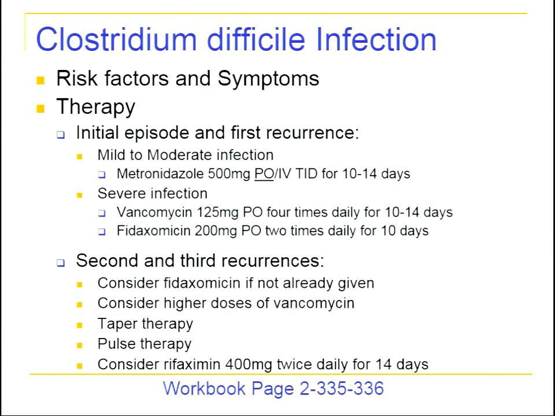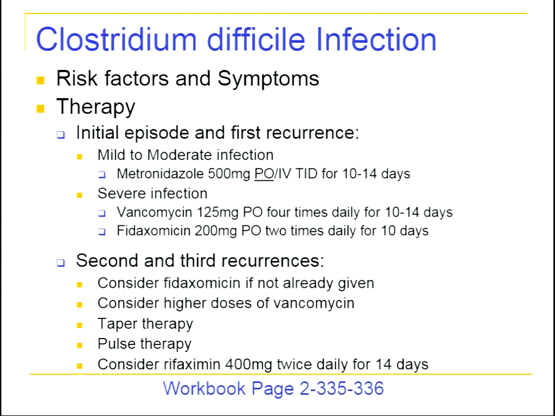Now, treatment-wise, treatment needs to be based on whether this is a mild to moderate infection or a severe infection. And in your handout, I have those definitions of what makes it more of a severe infection. A severe infection would be those who have white counts greater than 15, which this patient does, or those who have elevated serum creatinines, or those with severe abdominal pain. So this patient is probably a severe infection.